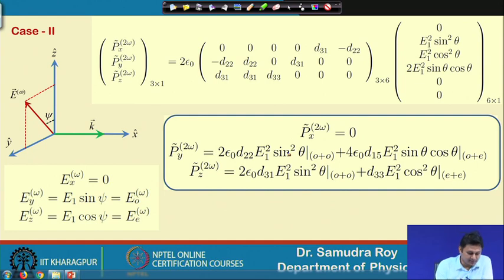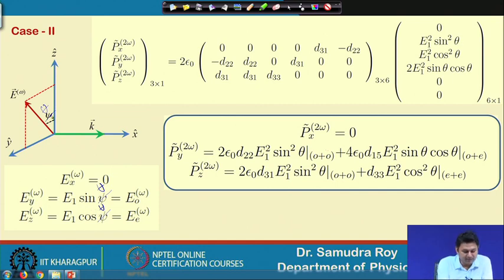Okay, here is a notational problem actually. Here I wrote psi, so it has to be psi, but I have written theta. So, let us consider this angle is theta. So, this angle should be theta, this angle should be theta.